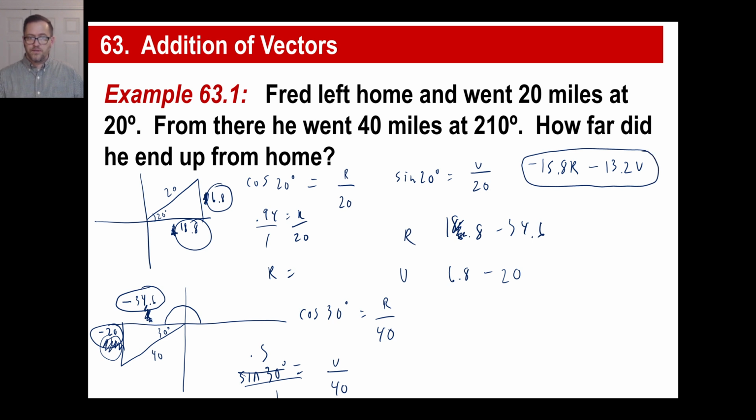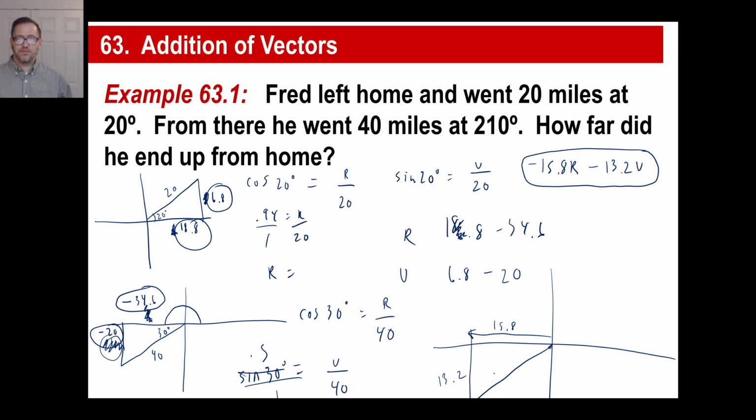In other words, if a guy goes 20 miles at 20 degrees, then he stops and goes 40 miles at 210 degrees this way, where's he going to end up? Well, I'll draw you a picture. Here's where he's going to end up. Negative 15 going this way. In other words, negative 15.8 going that way for the r. And then negative 13.2 this way. So he will end up as if he went right there from here, like that. So that's adding vectors. That's all you need to do.